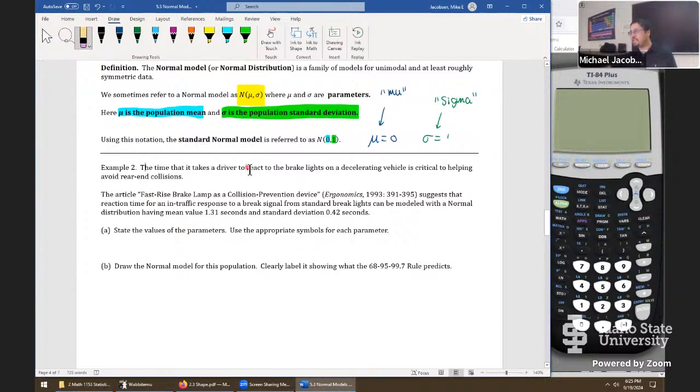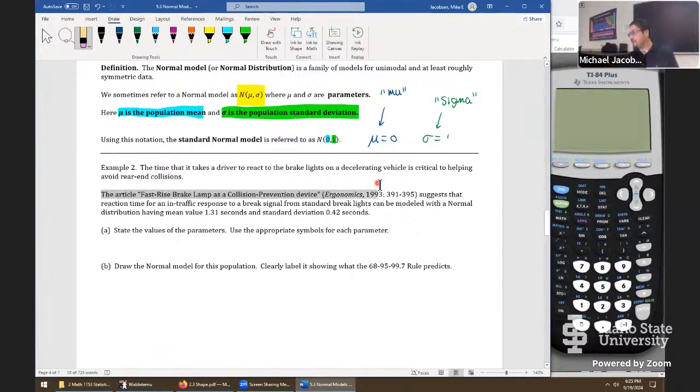It says the time it takes a driver to react to the brake lights on a decelerating vehicle is critical to helping avoid rear end collisions. I think that's just a statement of fact, right? It's kind of a weird thing to say, but it just puts us in the context of what we're dealing with. The article, Fast Rise Brake Lamp as Collision Prevention Device. I don't know what a fast rise brake lamp is, but you never have to actually look into these articles. I just post them here if you're curious.